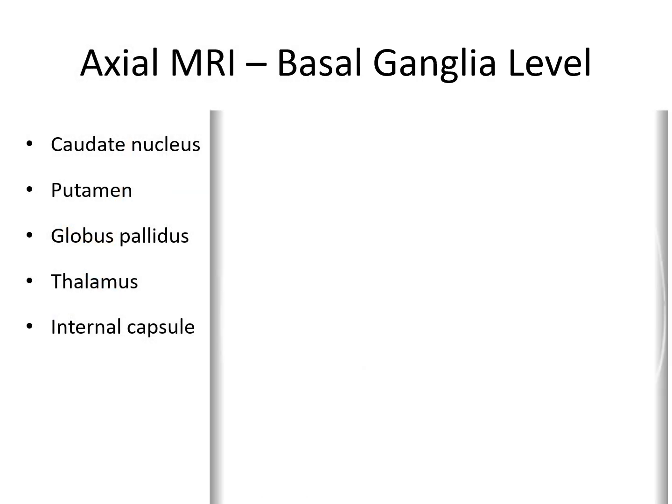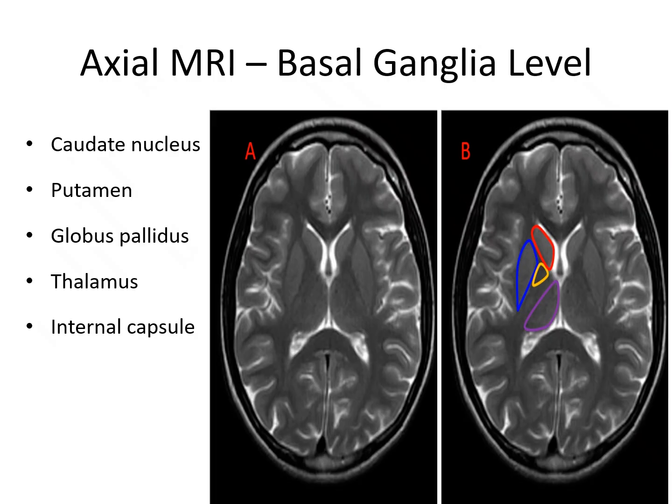At the level of the basal ganglia, we can see the caudate nucleus, which is denoted by this red color. This is the head of the caudate nucleus. This one is the putamen, this small structure is the globus pallidus, and this posterior medial is the thalamus. In between them is the dark structure, the internal capsule. This is the anterior limb, posterior limb, and this one is the genu.